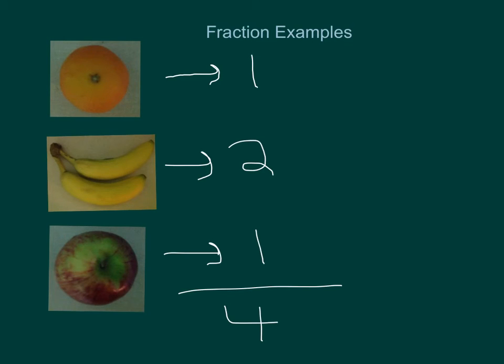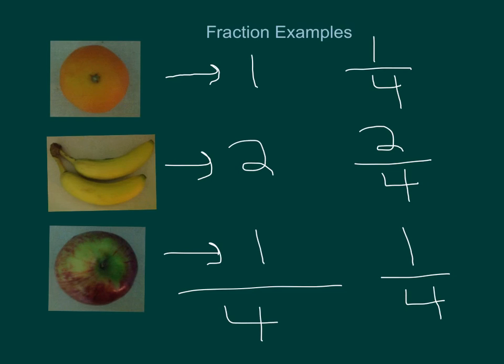So if we wanted to represent the oranges as a fraction of fruit, we would write 1 orange over 4 total fruit. Okay. If we wanted to do the same thing with bananas, we would say 2 bananas and 4 total fruit, so 2 bananas out of the 4 total fruit. And apples, 1 apple, 4 total fruit, so we can represent that as being 1 over 4.